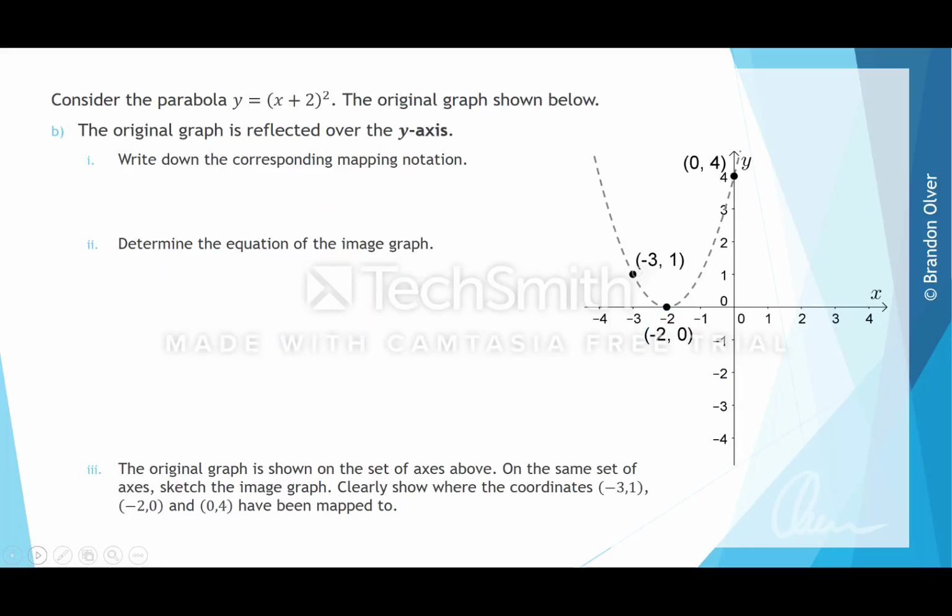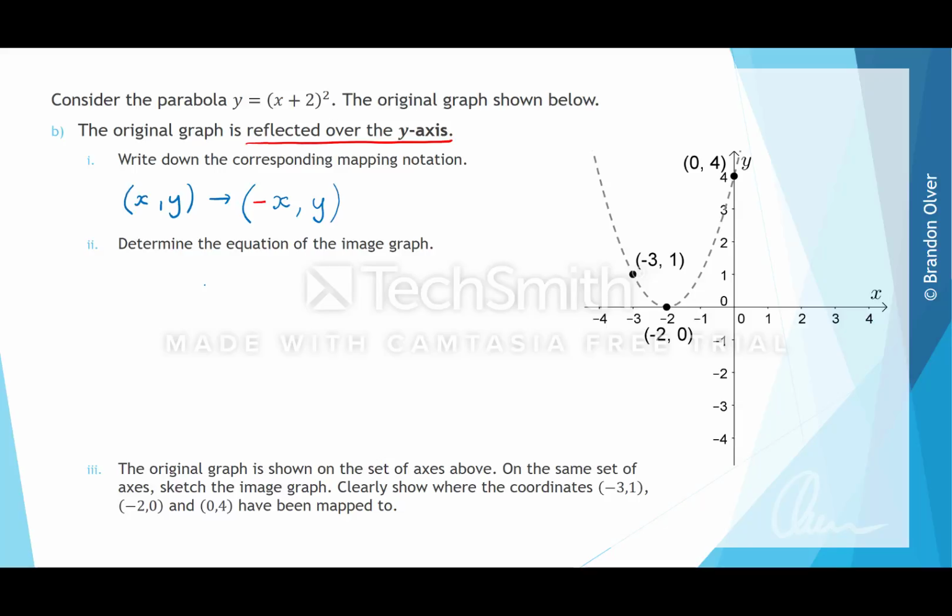For part B, we're going to take the same original graph, but this time we're going to reflect it over the y-axis. For part 1 of this question, we want to write down the corresponding mapping notation. So we're going to have (x, y) mapping to, and this time, if we're reflecting over the y-axis, it's the x values that are multiplied by -1. So that will give us -x, comma, and the y values remain unchanged. So the mapping is to (-x, y).